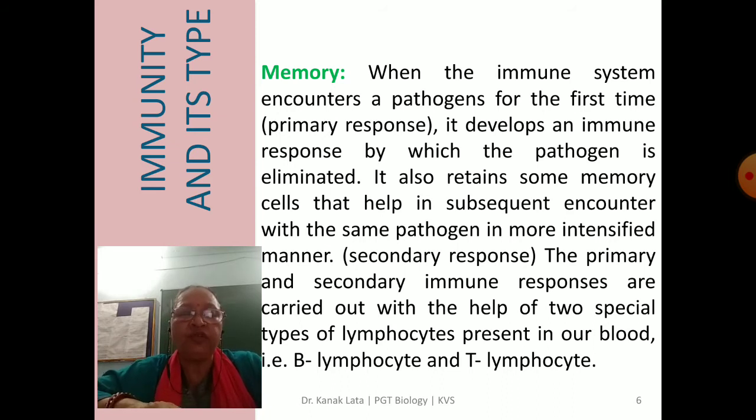Out of these two lymphocytes, B lymphocyte produces proteins called antibodies. It is produced inside our body to fight against the pathogen which is entering from outside the body. Again, B lymphocyte produces protein called antibodies to fight against the pathogen. T lymphocytes do not produce any protein or antibody, but they help B lymphocytes to produce antibodies.